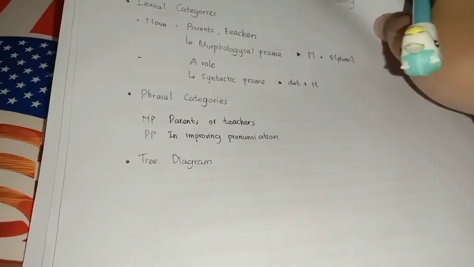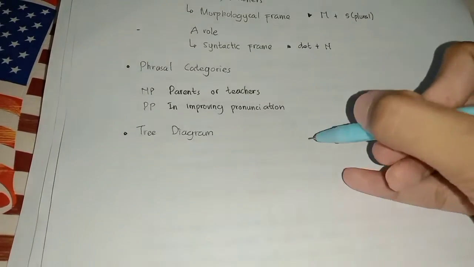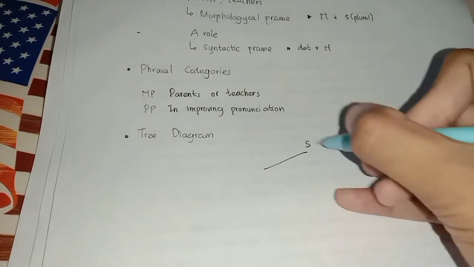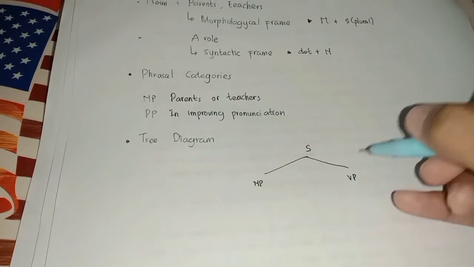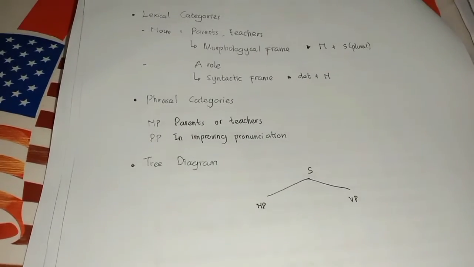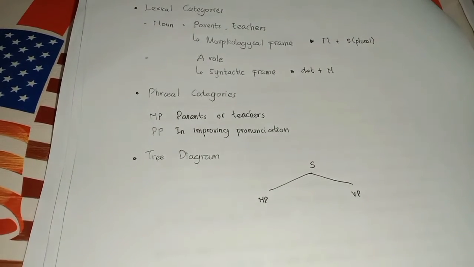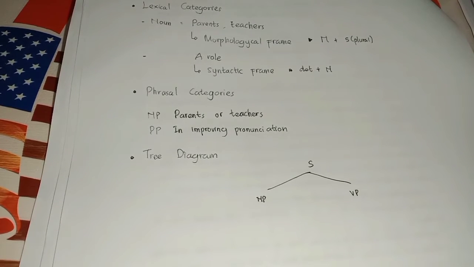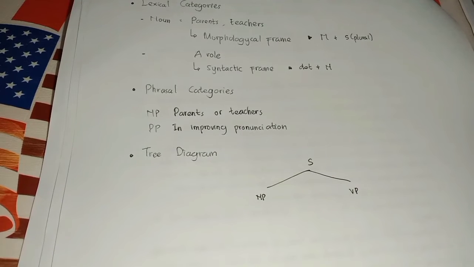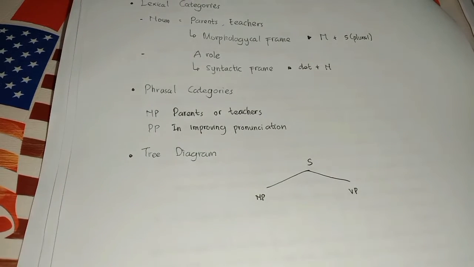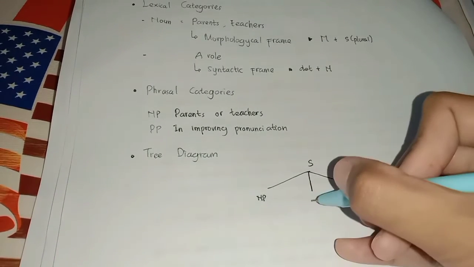And after that we can draw the tree diagram of this sentence, divided into noun phrase plus verb phrase. Because the sentence is "parents or teachers can play," from this occasion "can" includes a modal, so that there are three branches of this sentence, namely the modal is put in the middle.